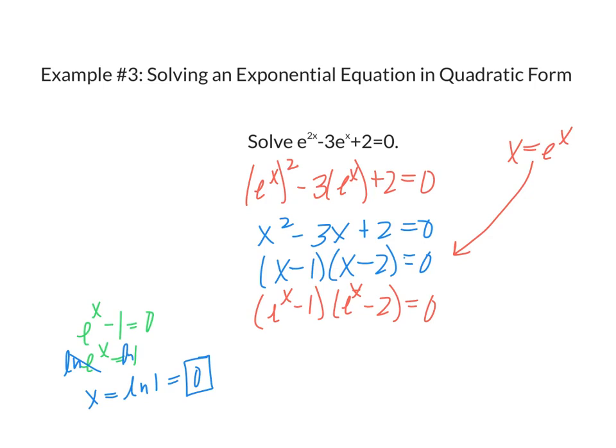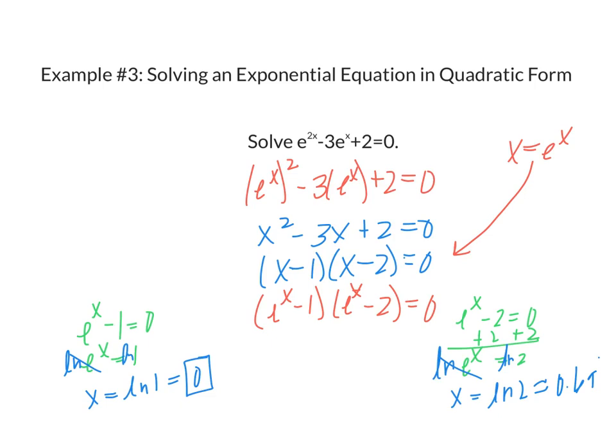With the second one, if I take e to the x minus 2 and set that equal to 0, I would have to again add 2 to both sides. I would get e to the x equals 2. Again, I want to apply the natural log on both sides so that I can eliminate the base of e. And I would have x equal to the natural log of 2. And typing that into my calculator, I would get about 0.69 as my answer.